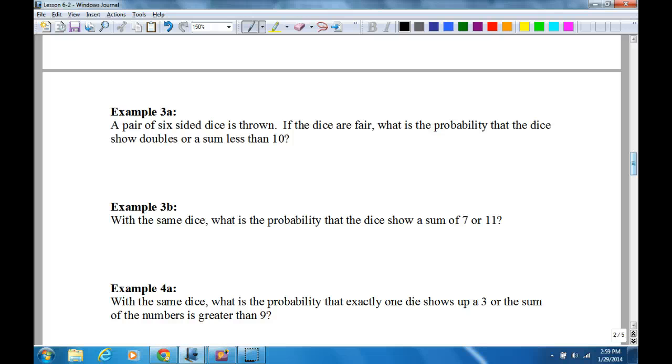So, example 3A says a pair of six-sided dice is thrown. If the dice are fair, what's the probability that the dice show doubles or a sum less than 10? So, the probability of showing doubles. How many possibilities are doubles in our dice? 6 of them out of what? 36. What is the probability of throwing a sum less than 10?